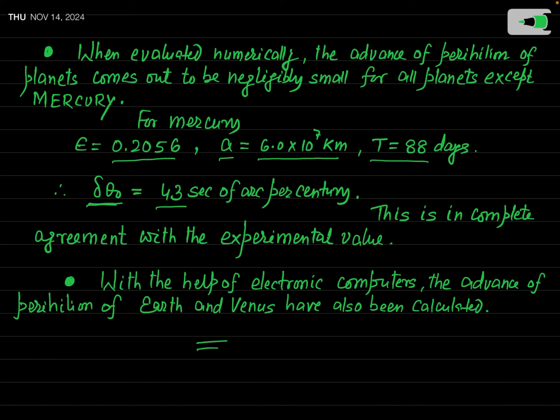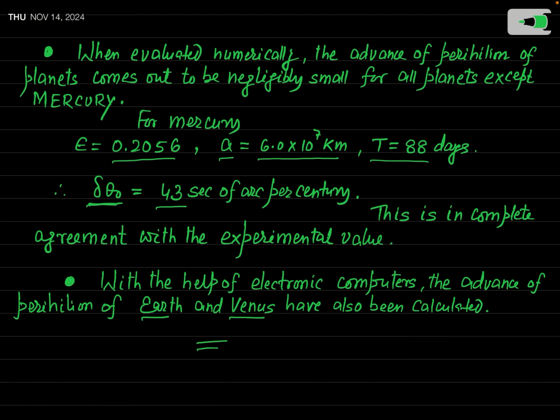As I have told you earlier, when the value of delta theta naught is calculated for other planets except Mercury, the value comes out negligibly small, and so sometimes it is not detectable. But nowadays, after the invention of electronic computers, it is possible to calculate the advance of perihelion of Earth and Venus too, by the use of computers.